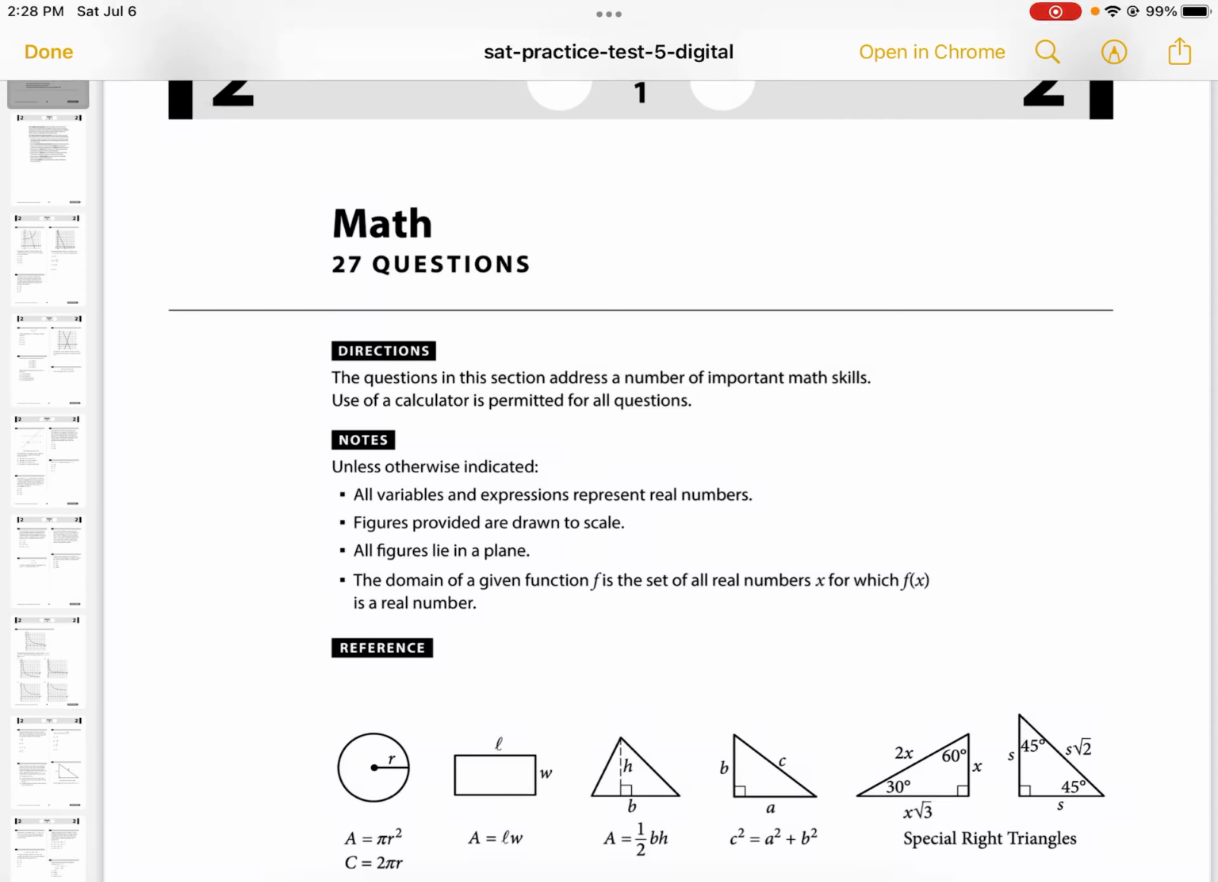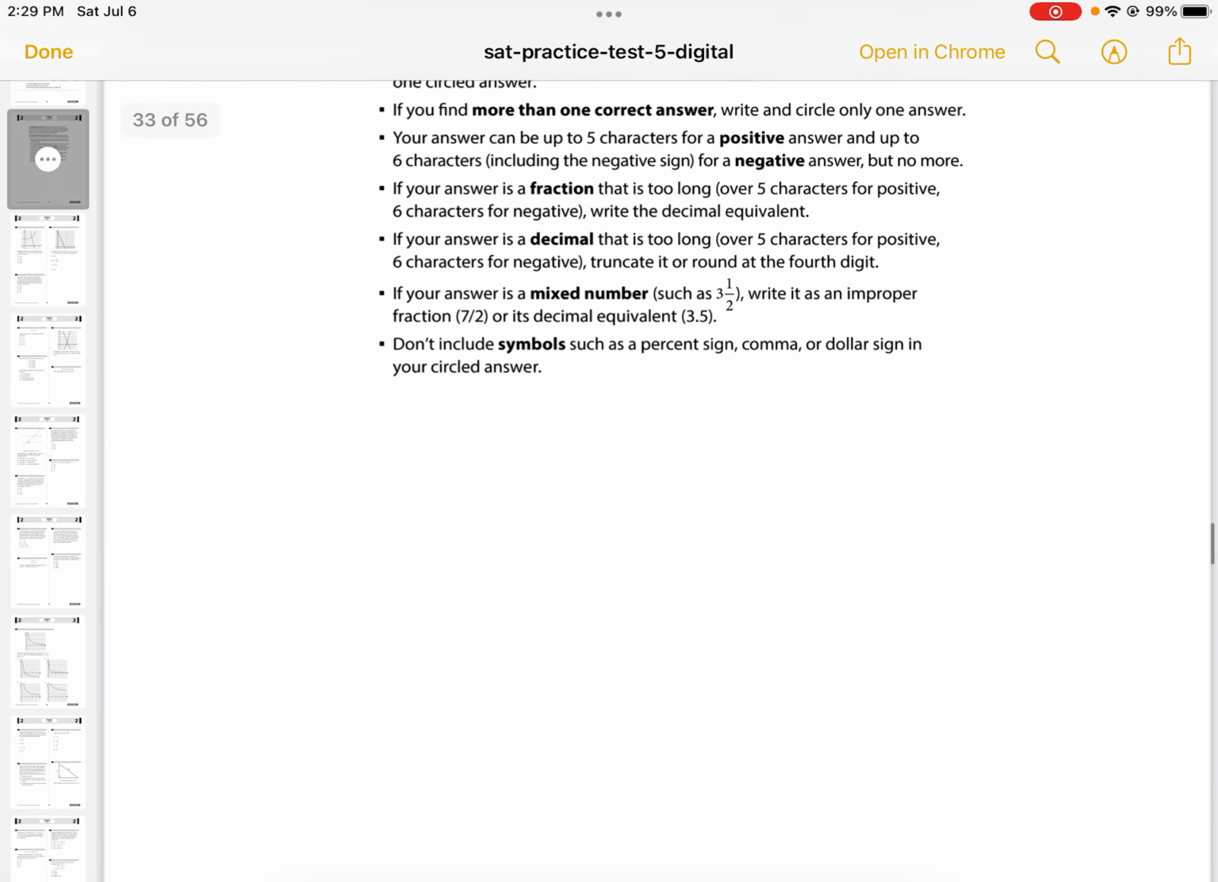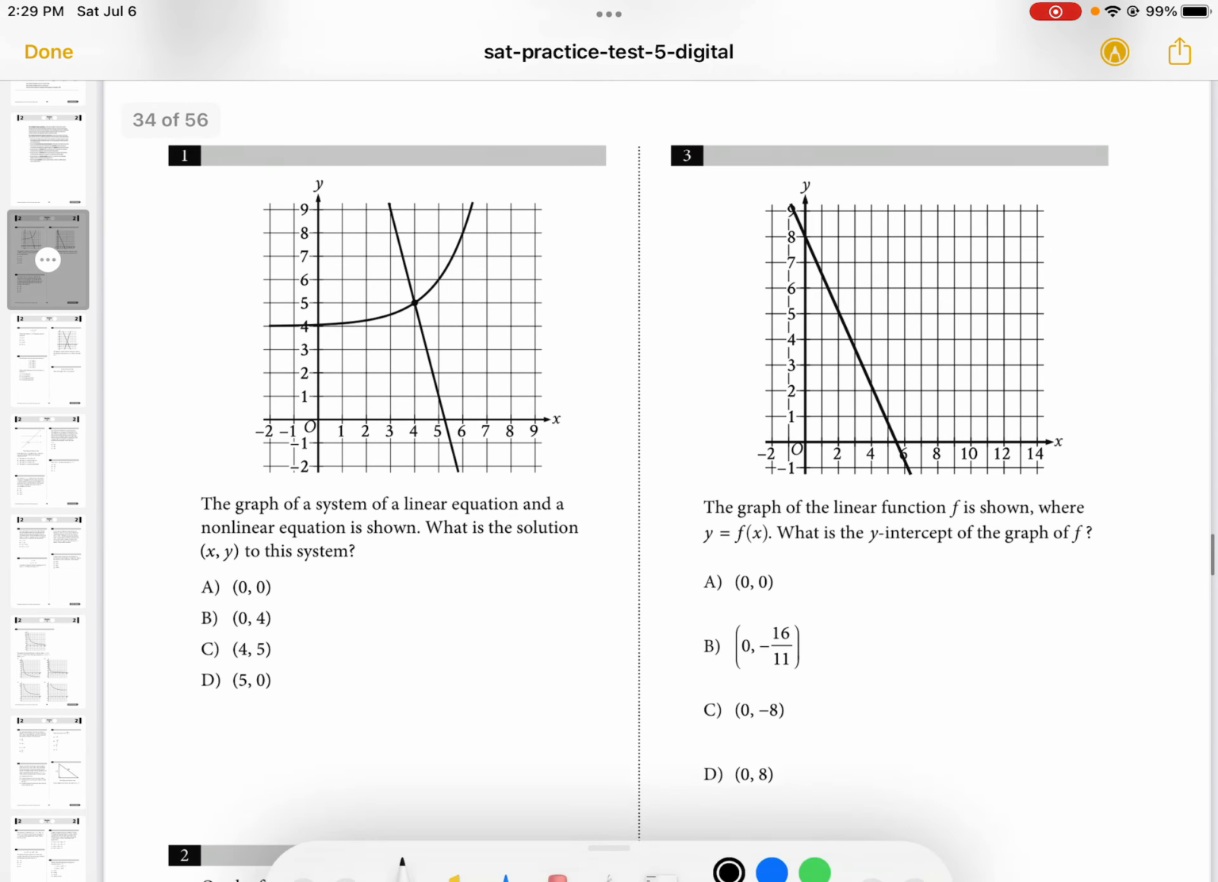Alright, hello guys. Today we're back with the math module from the SAT Digital Practice Test number 5, and we're going to work through this. Okay, so let's get started.